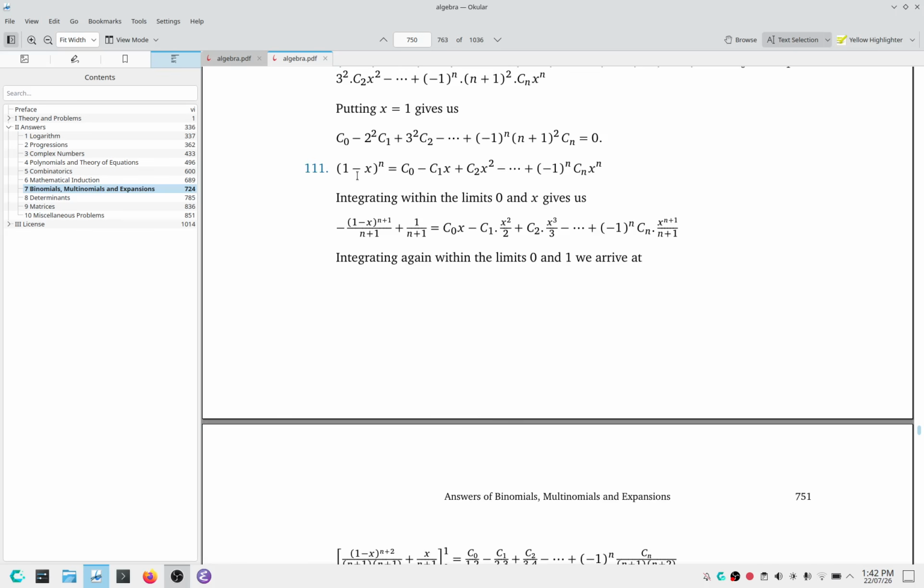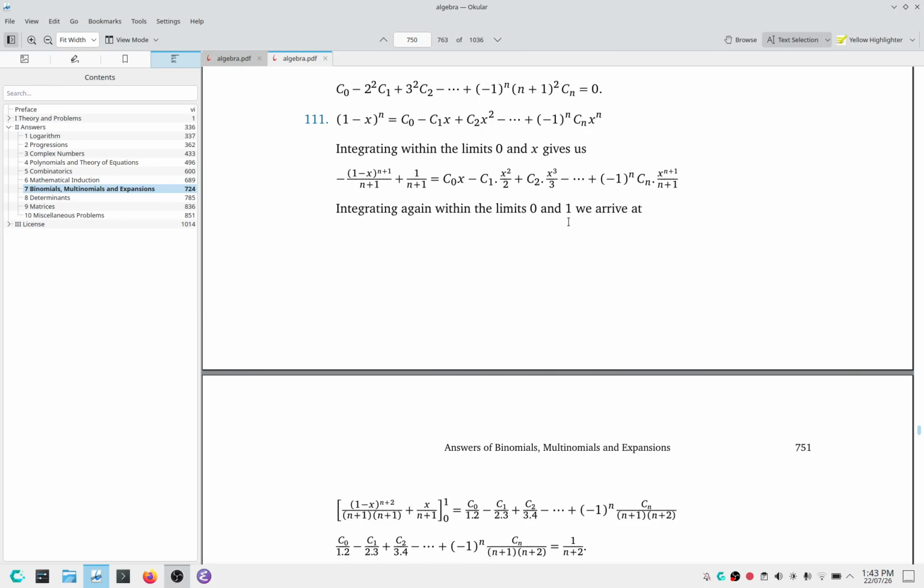So we have this series: 1 minus x to the power n is equal to C0 minus C1x plus C2x squared and so on, which you know. Now we integrate within limits 0 to x. So upon integration, the left hand side becomes minus of 1 minus x to the power n plus 1 upon n plus 1 plus 1 upon n plus 1, and right hand side becomes C0x minus C1 times x square upon 2 plus C2 times x cube upon 3 and so on.